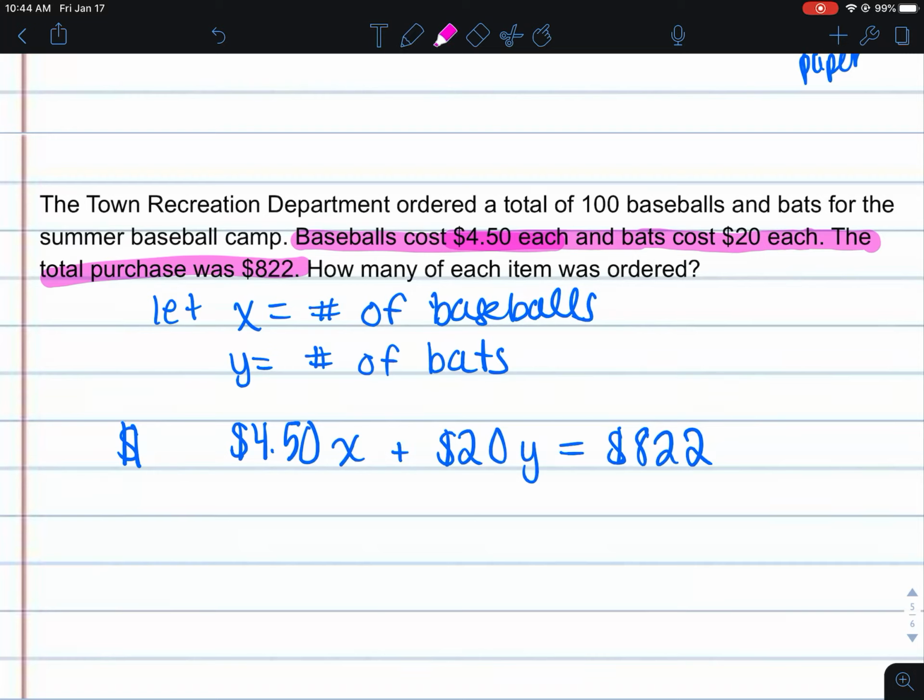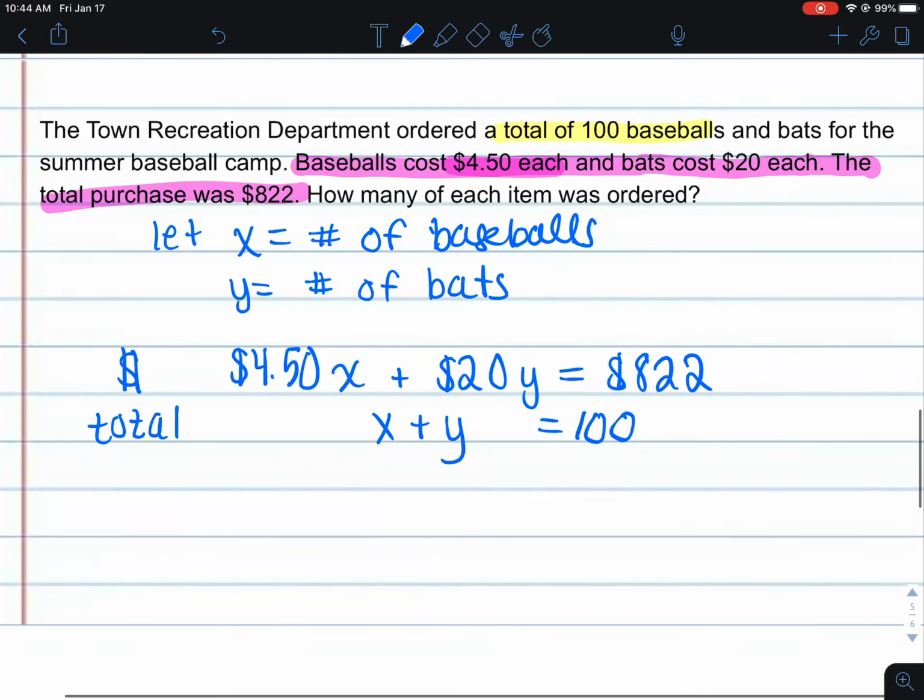The second equation is actually right here. We only have one other number, but I know the total number of items, and so that's what we use as the second part, is going to be equal to 100. So that means when I add the number of baseballs with the number of bats, it's going to equal 100. So there's no coefficients on that one. It's just x plus y equals 100. Okay, and then we're going to go ahead and solve it.